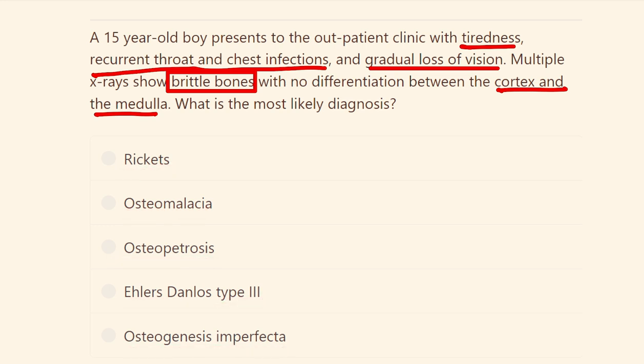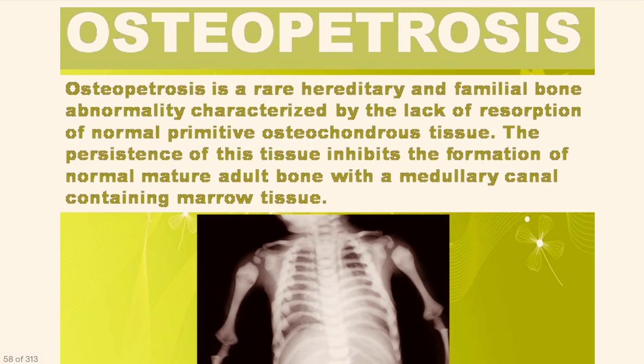So what may be the answer? Actually, the answer is located with this bone, which is the brittle bone syndrome, and there is no differentiation between the cortex and medulla. So let's see first of all the osteopetrosis.